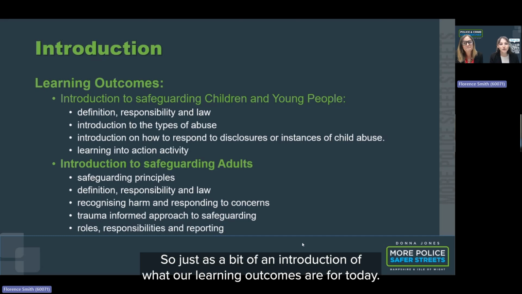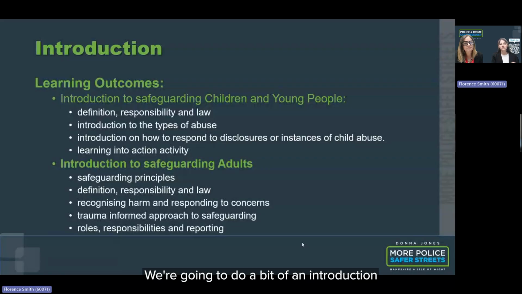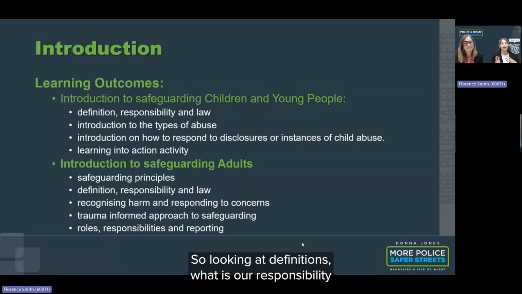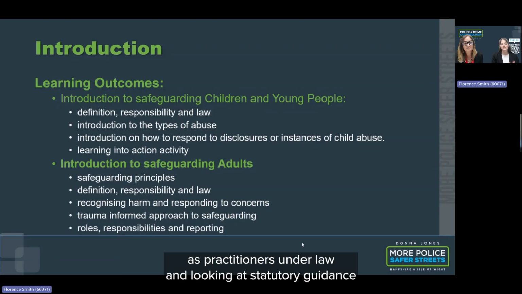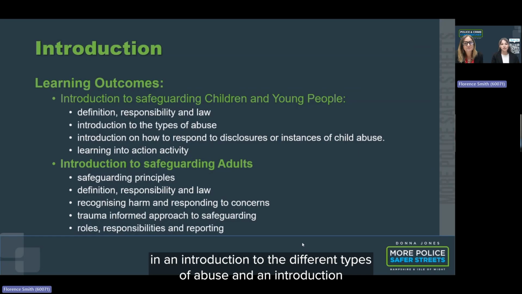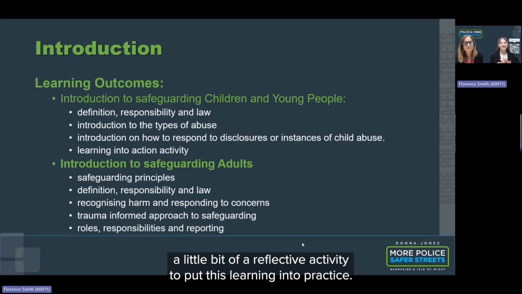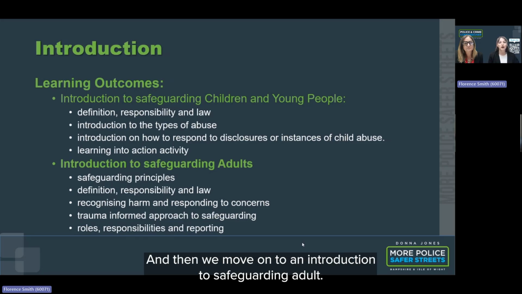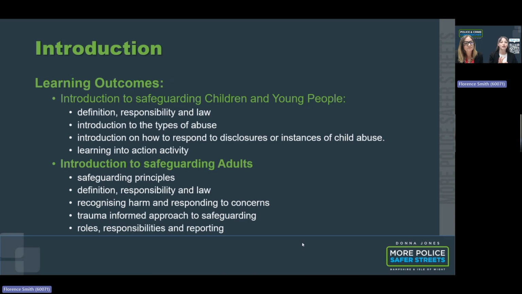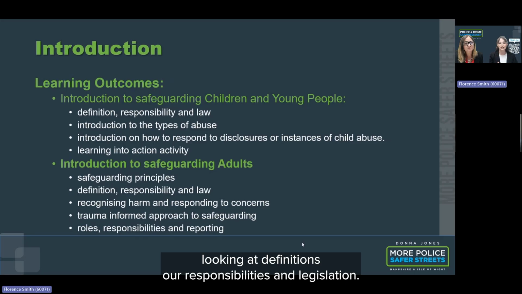Brilliant, thank you, Liz. So just as an introduction to our learning outcomes for today, we're going to do an introduction into safeguarding children and young people. So looking at definitions, what is our responsibility as practitioners under law, and looking at statutory guidance, an introduction to the different types of abuse, and an introduction on how we can respond to disclosures or instances of child abuse. And then a little bit of a reflective activity to put this learning into practice. And then we move on to an introduction to safeguarding adults. So this is looking at the safeguarding principles, again, looking at definitions, our responsibilities and legislation.